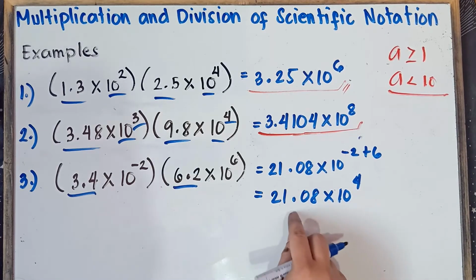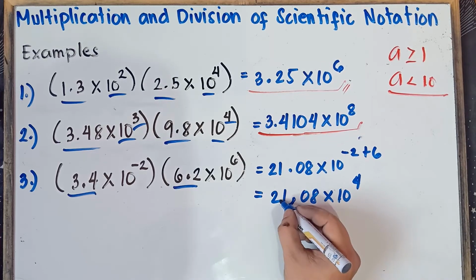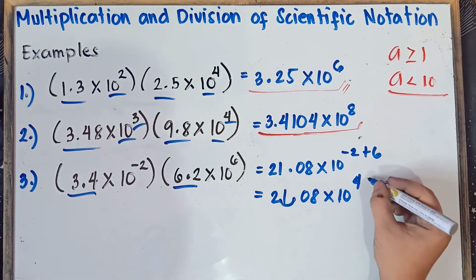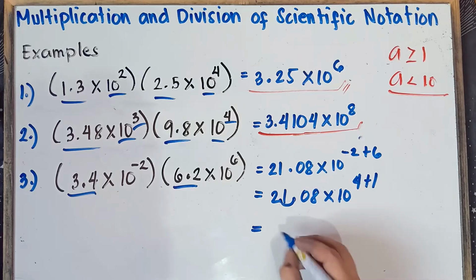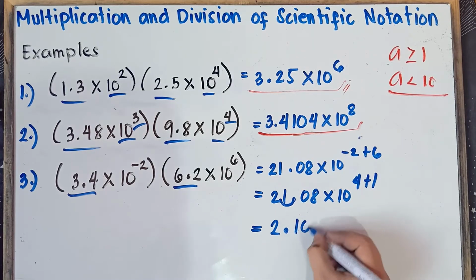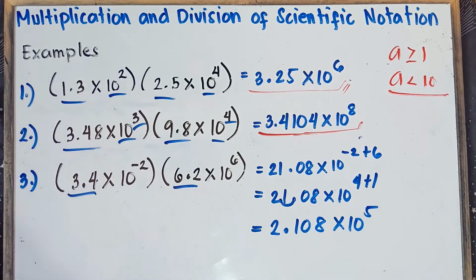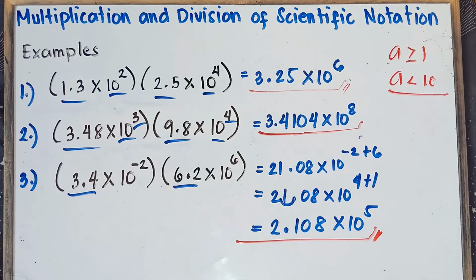So, therefore, we need to move the decimal point right to left once. Alright, and the decimal point will be here. Now, once you move the decimal point, you need to add 1 to the exponent. So, this will be 4 plus 1. So, therefore, the final answer would be 2.108 times 10 raised to the power of 5. That's it, class. All set. That's the answer, class, with regards to example number 3.